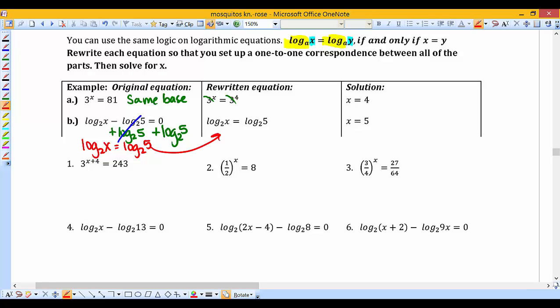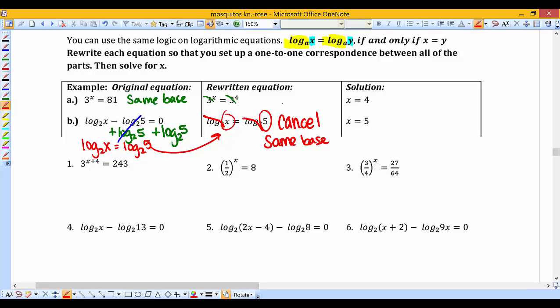Once I have my logs on opposite sides of the equal sign, you can cancel them, and I can only cancel because they have the same base. If this 2 was not the same, I could not cancel them. Once I cancel the logs, I am left with what the main part of the log is, the x and the 5. So x equals 5.